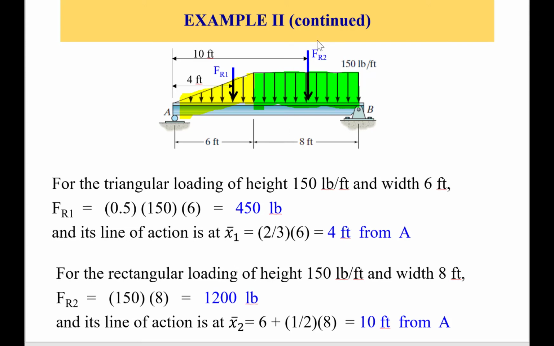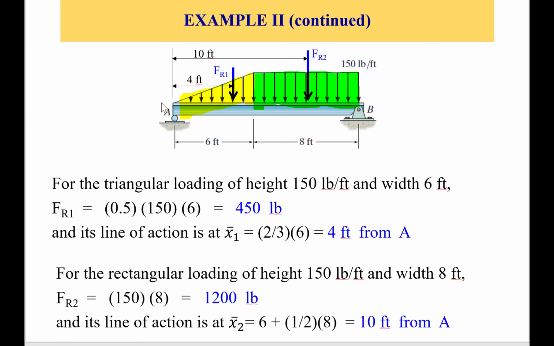So the total resultant force is combining these two areas, which is going to give us 450 plus 1200. That's the total. Now the question is, where is that located? Right? Now there are two steps. The first step is to calculate, for each geometry independently, the location of its centroid measured from A, and then we will combine them in the moment equation.